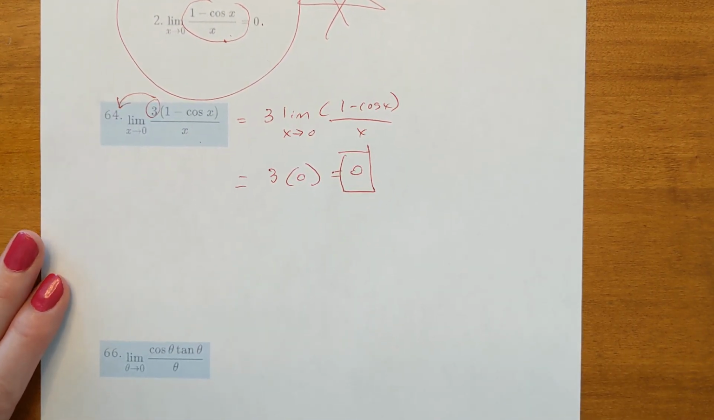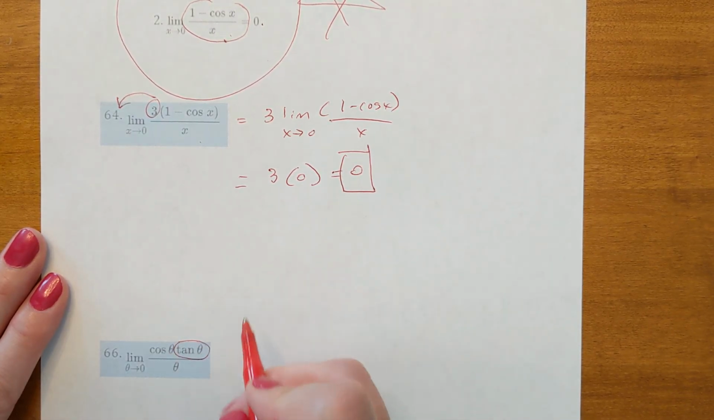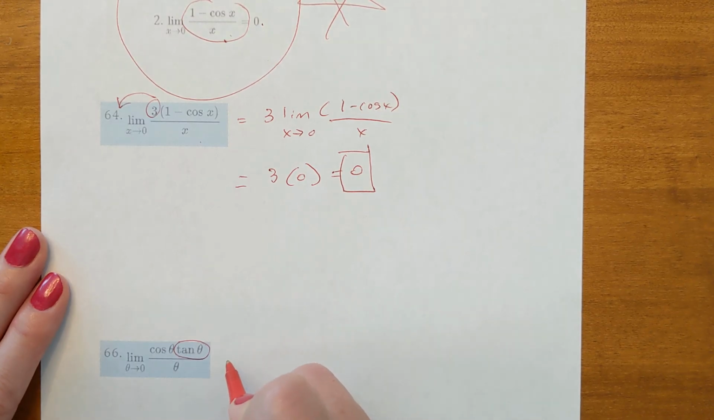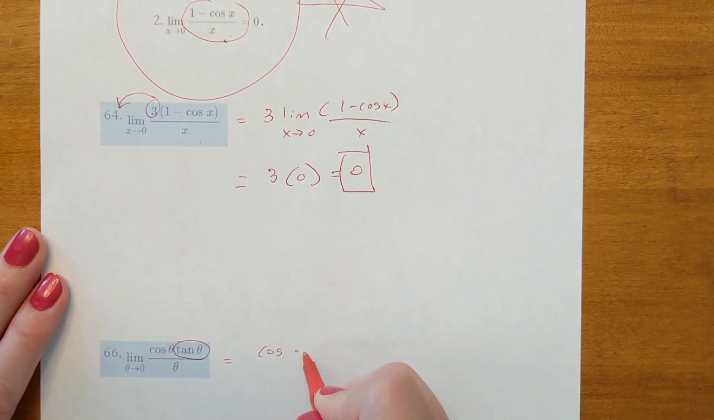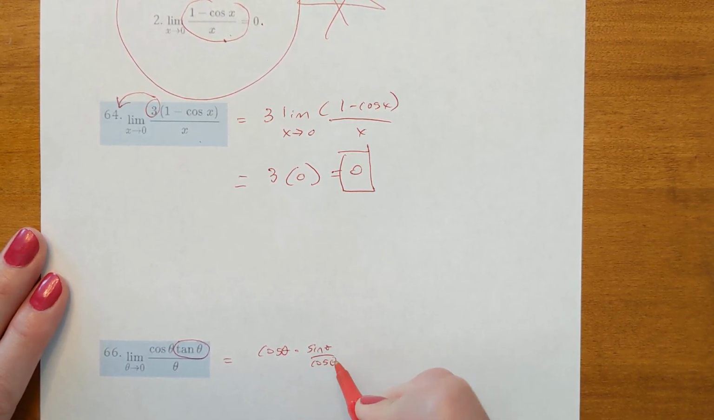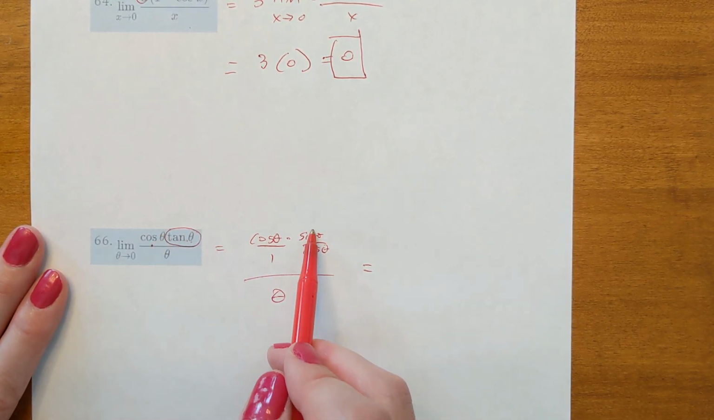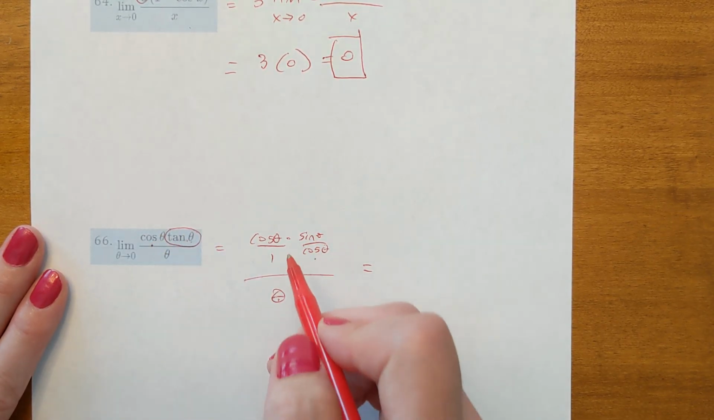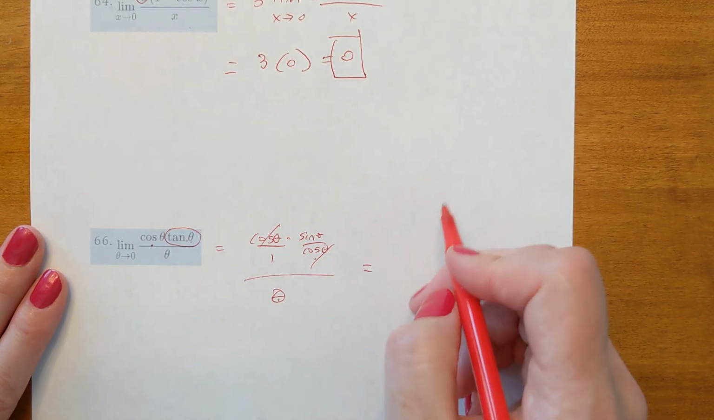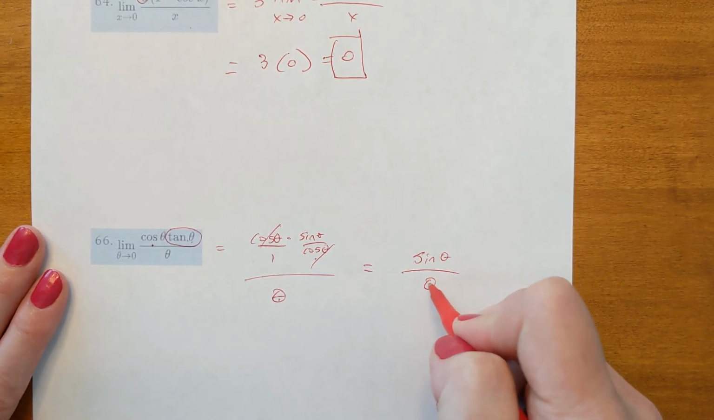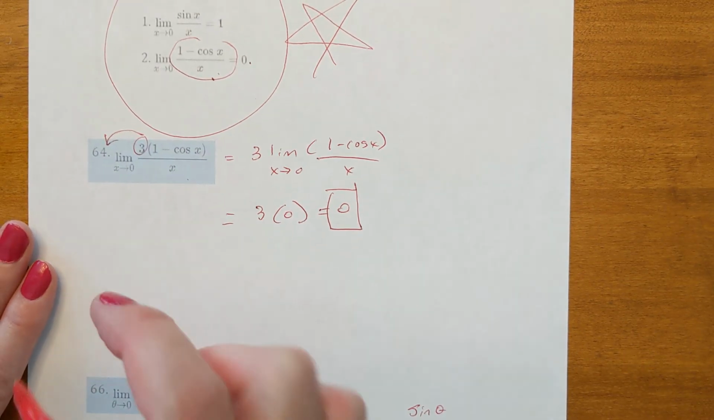And then the next one here, we got tangent. Remember, tangent is sine over cosine. So on the top, we have cosine times sine theta over cosine theta. And that's cosine over 1. So that's the top, cosine times that, and the whole thing's over theta. So we got cosine times tangent, which is sine over cosine, over theta. So that's gone. And then that's just the sine of theta over theta, which was the very first one.